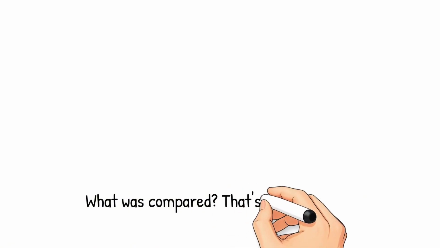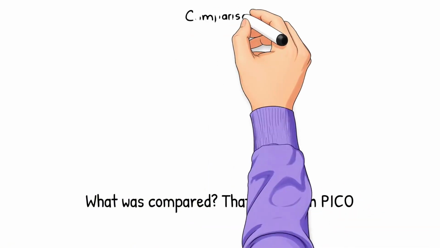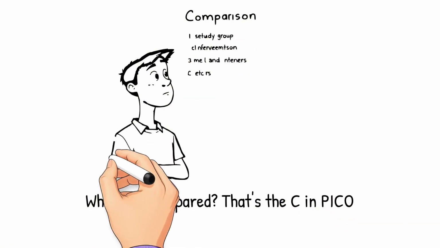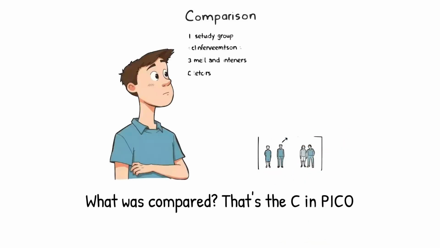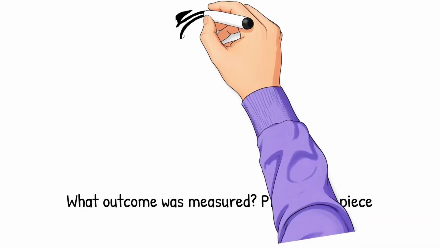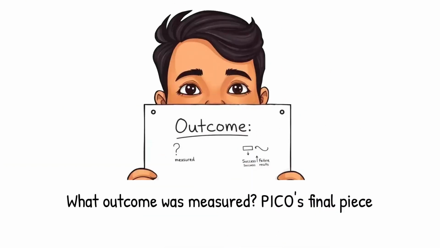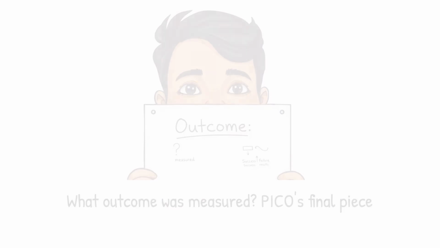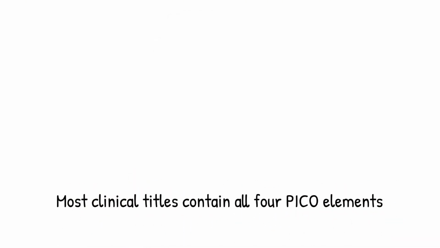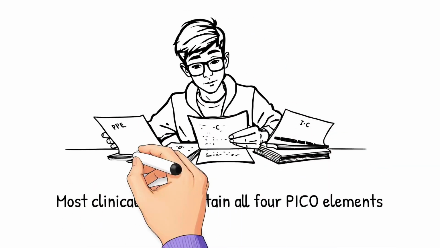C, comparison. What was the intervention compared against? A placebo, a different treatment, no treatment at all. O, outcome. What was measured? What did the researchers define as success or failure? These 4 elements live inside almost every clinical title. Your job is to find them.